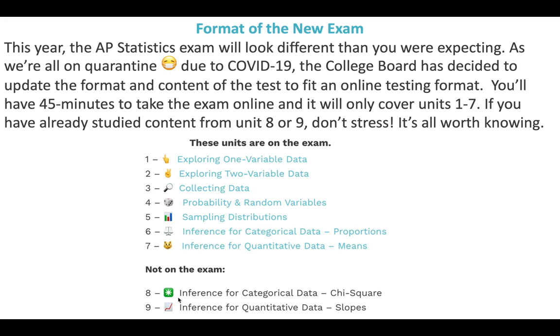The next chapters, 11 and 12, which are units 8 and 9 down here, with chi-square and inference using slopes, will not be covered. So really, we were able to get through 99% of what's going to be on the test.